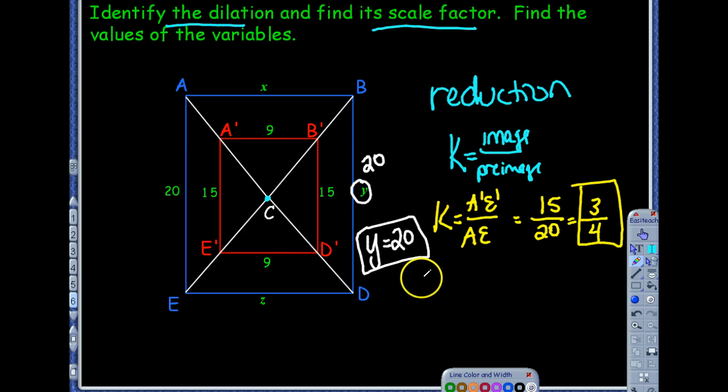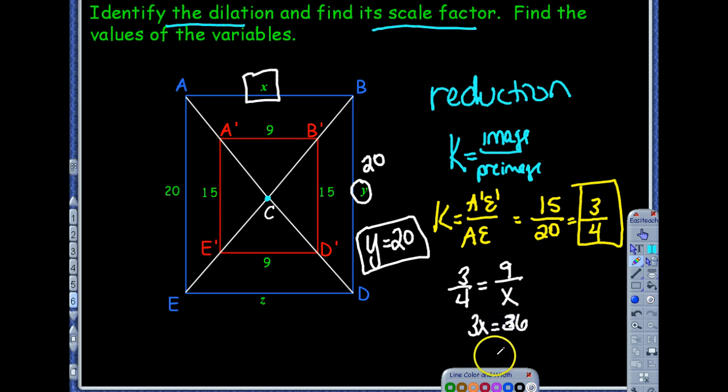Okay, so let's say I'm finding X now. All right, so if I'm sticking with this idea of using my scale factor, and I have my image to pre-image, so let's say 3 to 4, then I would set that equal to 9 over X. Right. Now, you could have used 15 over 20 if you wanted to, but we might as well go with the simplified ratio. So then we know our 3x is going to equal 36, and when I divide by 3, X is 12. So that tells us that this side length is 12.